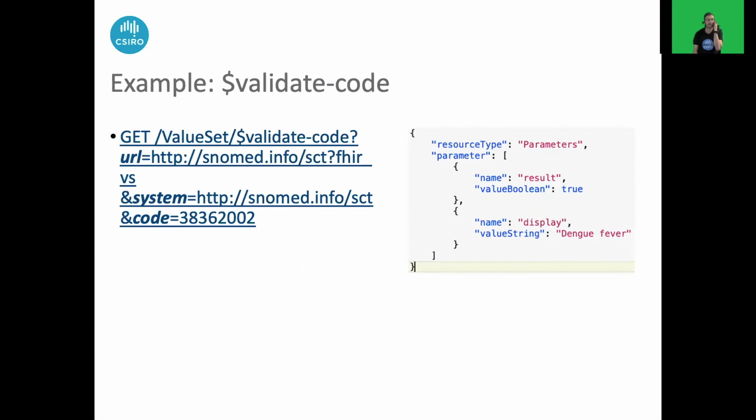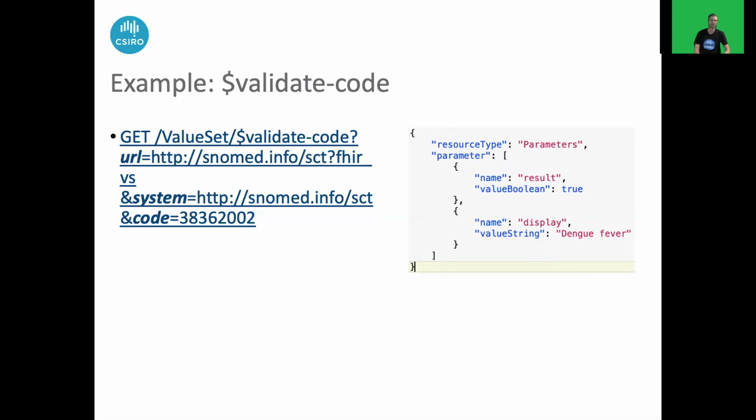So here's an example of validate code. In this case, I'm calling the operation using an implicit value set URL. And again, we'll get to what those are later in the video. And this implicit value set URL is the set of all codes in SNOMED CT. To be honest, for most real use cases, you would never use such a broad value set to validate against, but we can for this example.